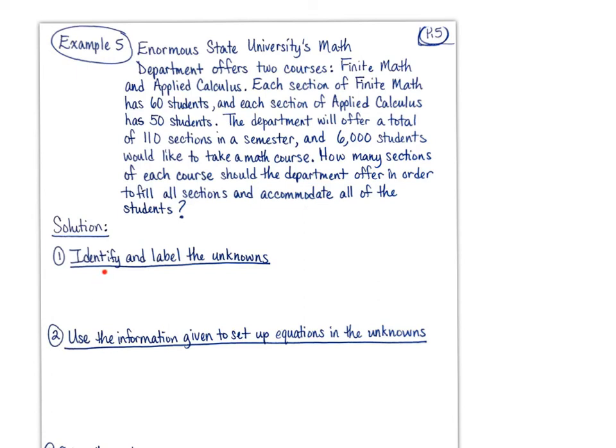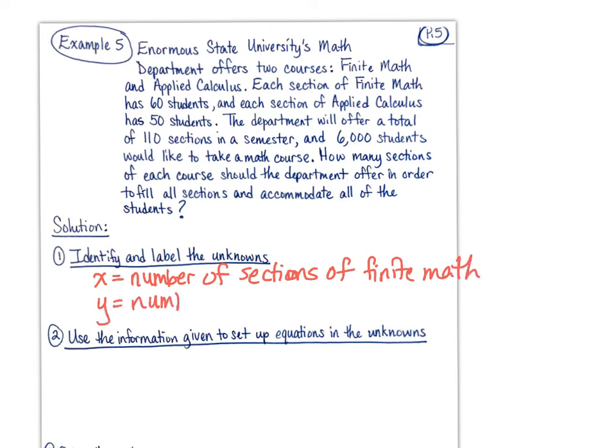So what we have to first do is identify and label our unknowns. What don't we know? What's unknown? How many sections of each, right? So that's what we have to label. So we're going to let x be equal to the number of sections of finite math. And we're going to let y be the number of sections of what? Good.